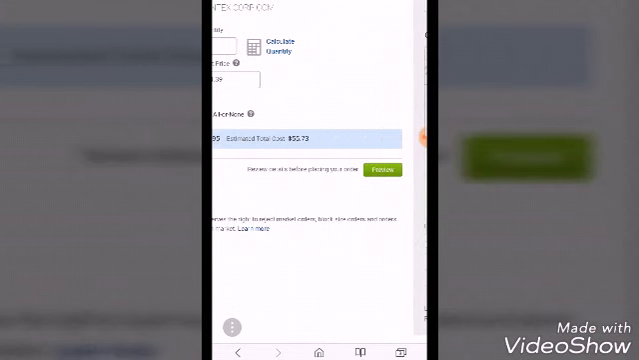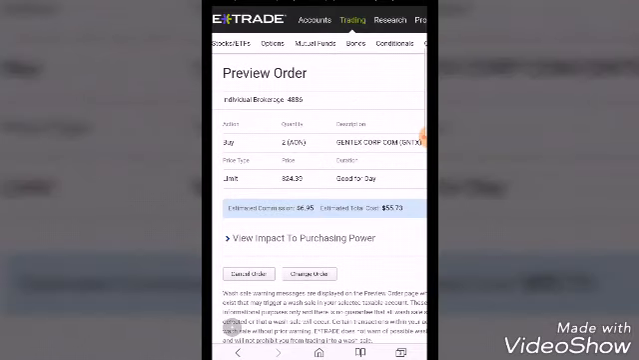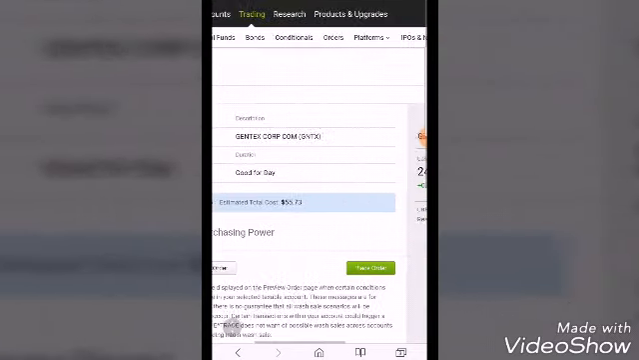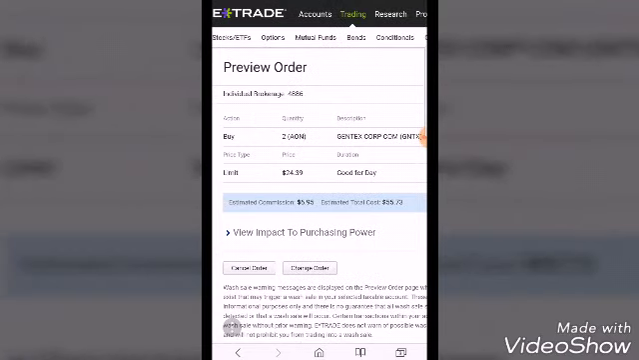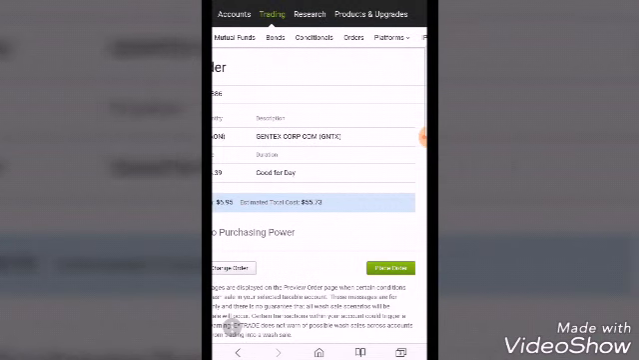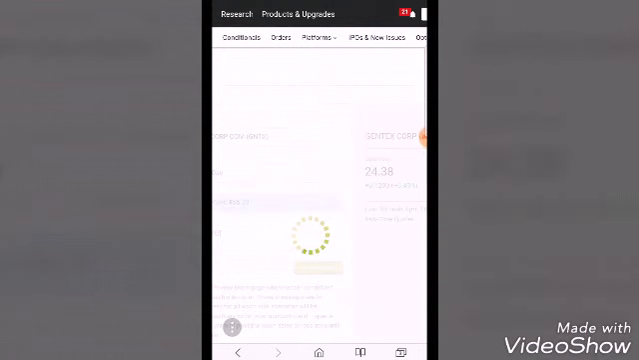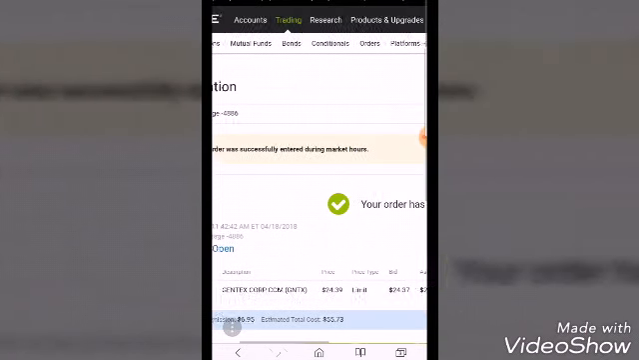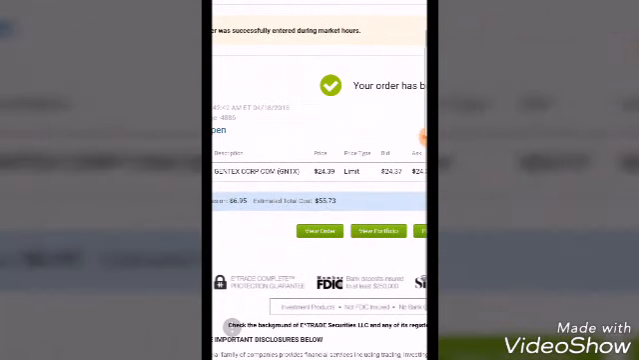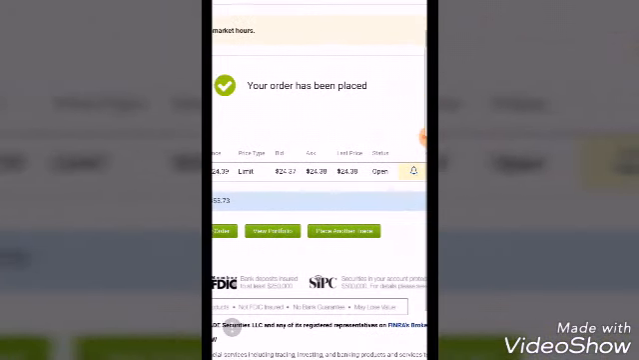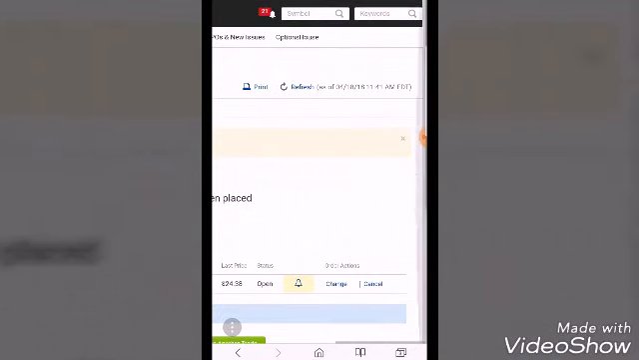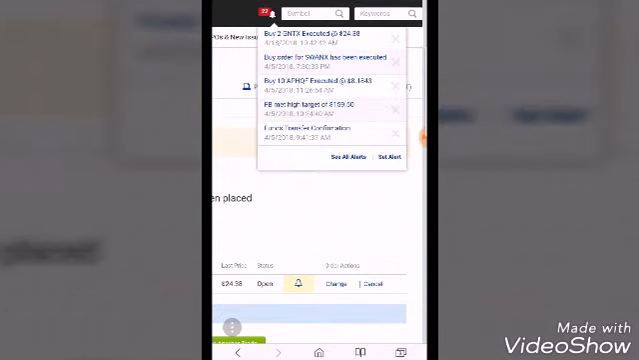I'm going to hit preview. And you can see what we're getting: 2 shares of Gentex Corp. And then the commission, which is what E-Trade is charging for doing the trade for me, is $6.95. Not $6.95 per share, just one time. Okay, and I'm going to go ahead and place the order. Your order was successfully entered during market hours, so we're just going to watch and see. They'll let me know once it's been purchased. I'll get a notification right here that says it went through.